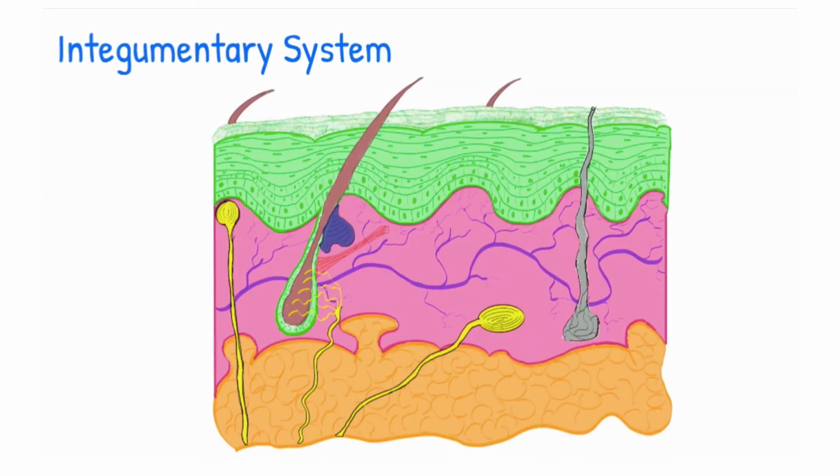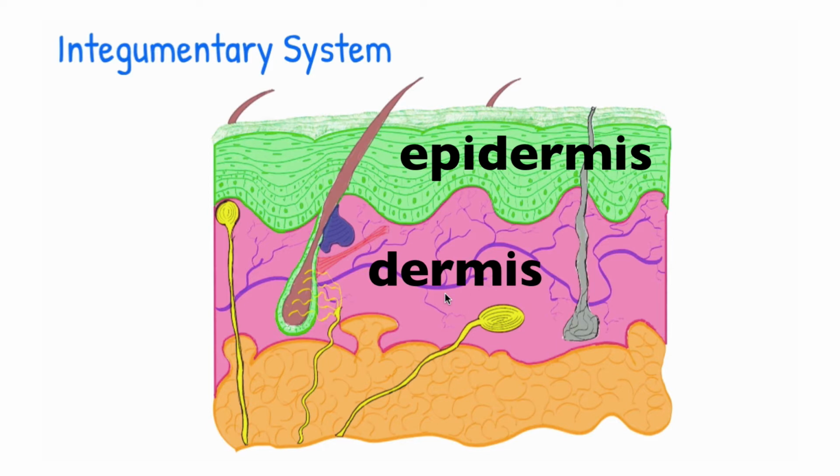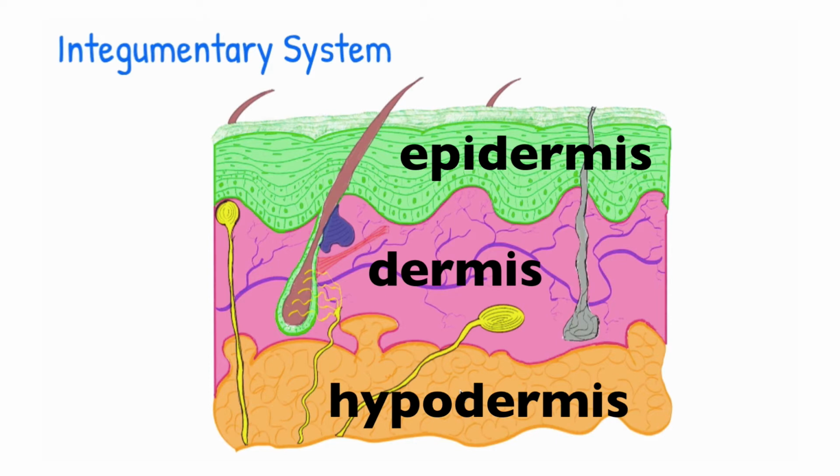Let's talk about the most expansive, expressive, and conspicuous organ system in the body, and that would be the integumentary system. The integument is the skin, which includes the epidermis, which we see in green right here, and the dermis, which we see in violet. Below the dermis, we have the hypodermis, which is adipose tissue. The dermis is connective tissue, and the epidermis is stratified squamous epithelial tissue.